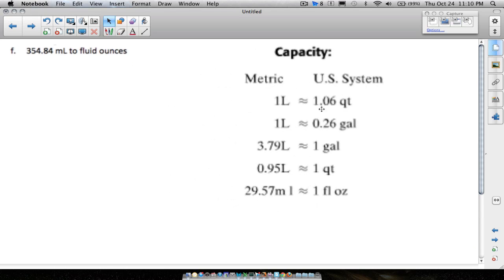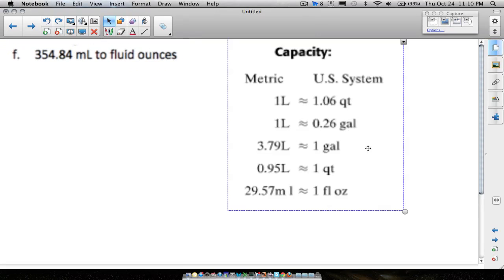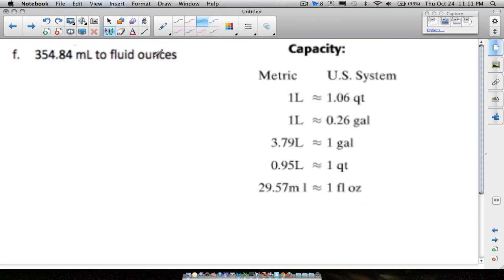Now this one's not going to be as bad. We can do this one pretty quick because we only have one thing over here to help us out. We're going from milliliters to fluid ounces. Bam. Milliliters to fluid ounces. That's the only one we have on this table to help us. So that's the one we're going to use.